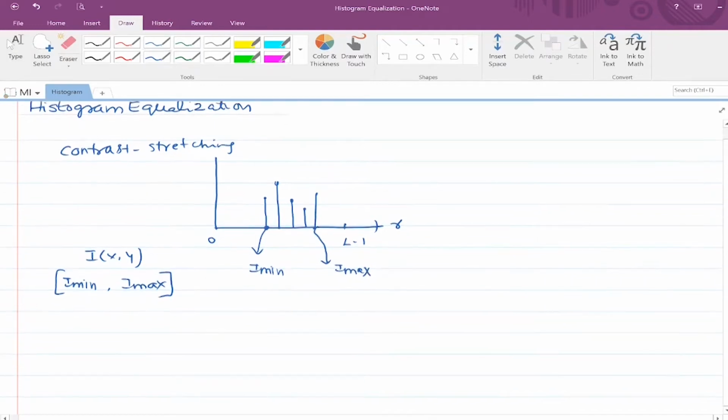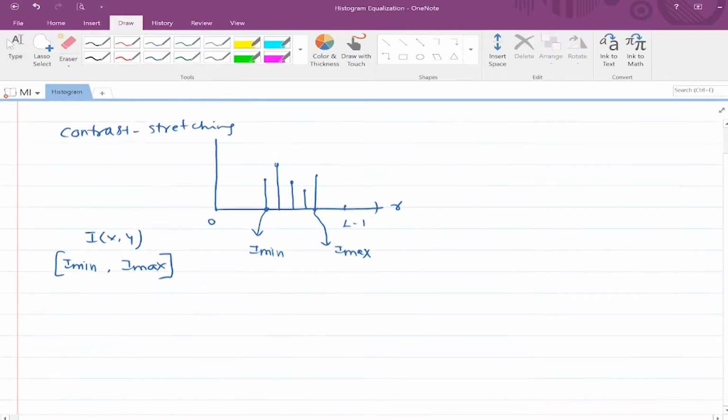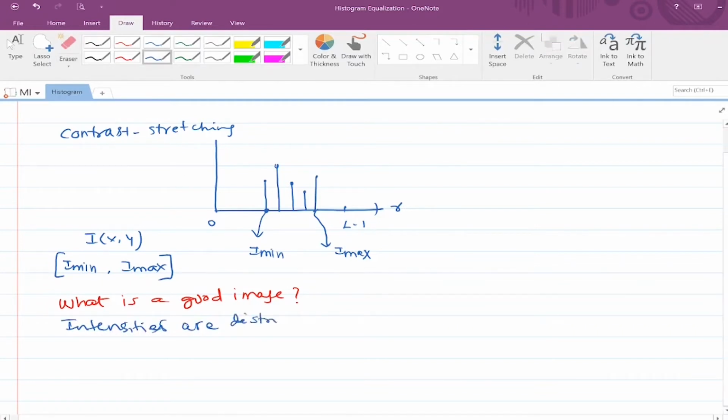Then we have our own definition of what it means by an enhanced image. Let's call it, qualitatively, a good image. We had our own definition of what is a good image. What is our definition when we are using contrast stretching? It is the image where the intensities get distributed over the entire range.